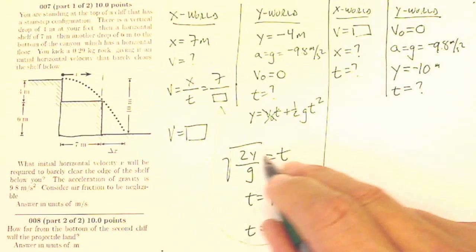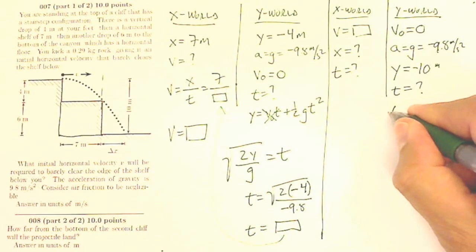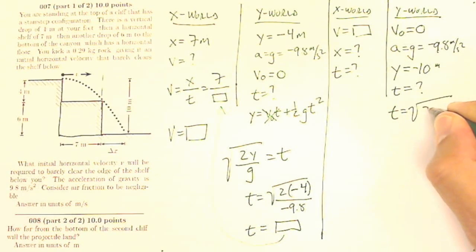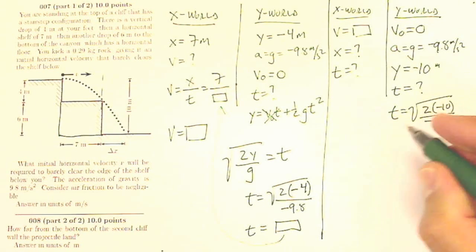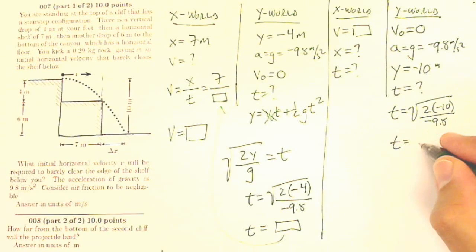So again, I'm going to use this radical 2y over g. So my time is going to be the square root of twice my y, so that's twice negative 10, divided by my gravity of negative 9.8. So if I take this times this divided by this, that'll give me a positive. That will give me a new time that it takes to fall the whole distance.